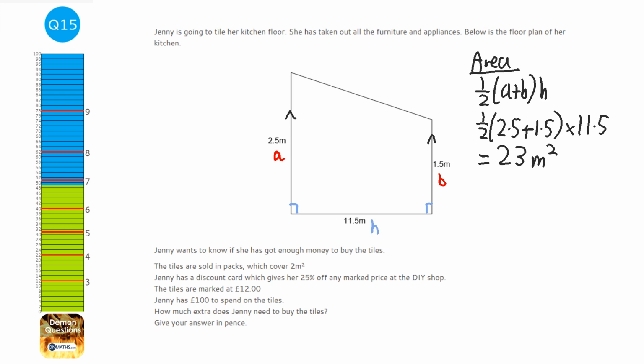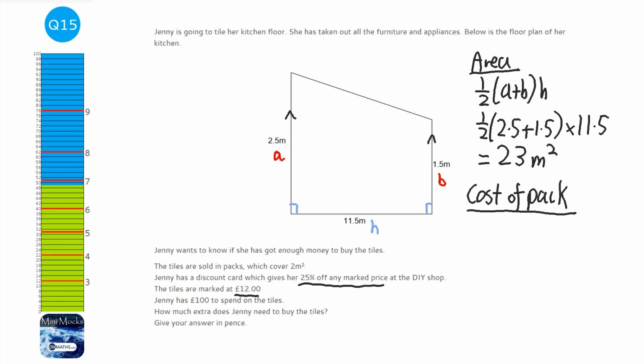Let's have a look. So tiles are sold in packs, 25% off marked price, and they're marked at £12. So next thing we can work out is how much they actually cost. And it doesn't matter if you do this in a different order, as long as you do each step and label it well. So cost of pack.